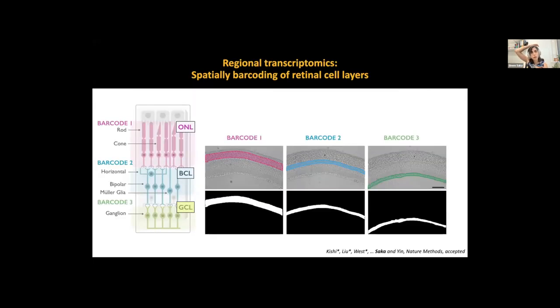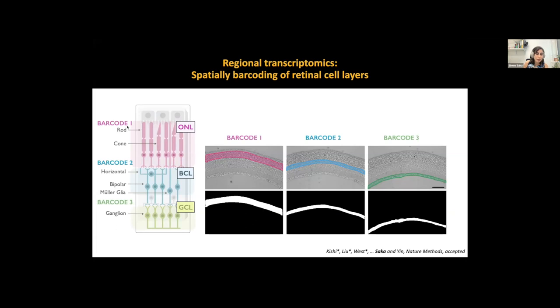Then we moved on to tissue samples to do a more regional level of transcriptomics. We utilized retinal cells because we had a lot of experience with them, and there is quite some data on single cell level cell types in the retina, so we had something to benchmark against. In this case, we labeled 3 different functional layers in the retina. So these 3 layers go with different barcodes.